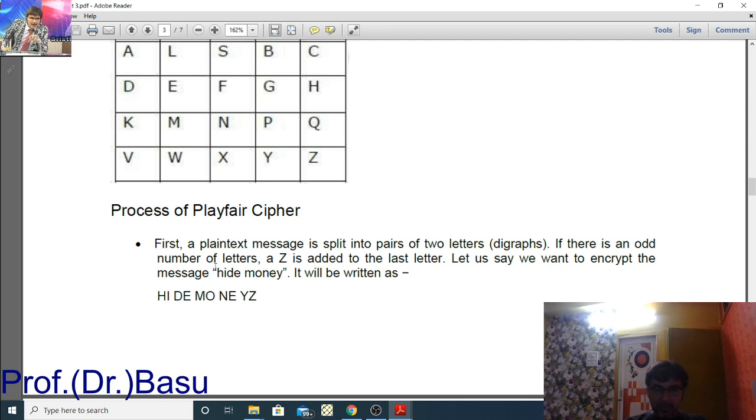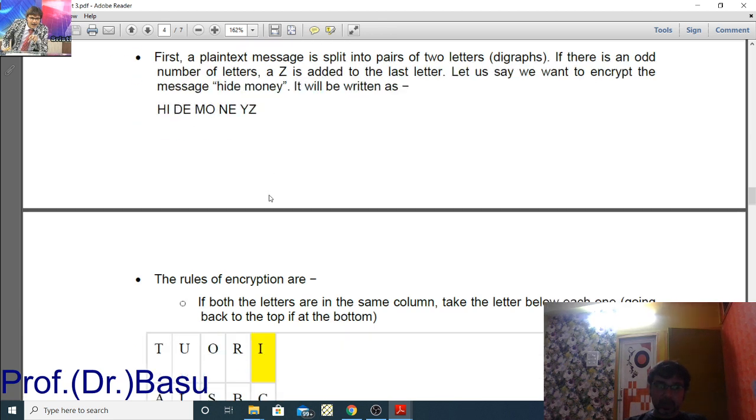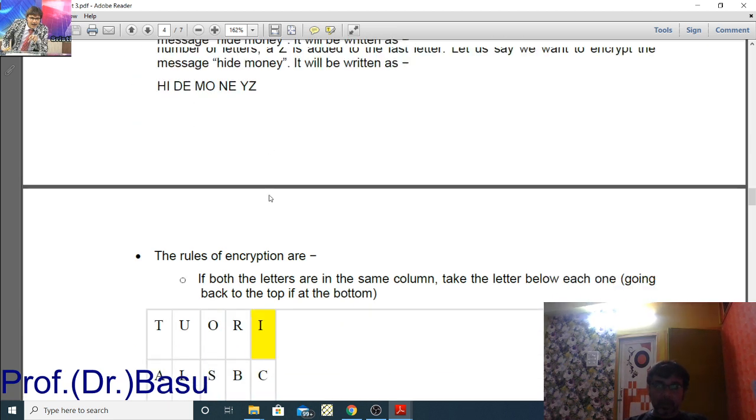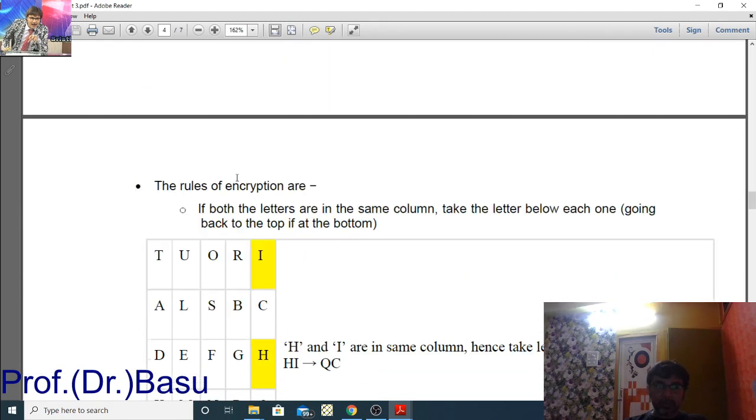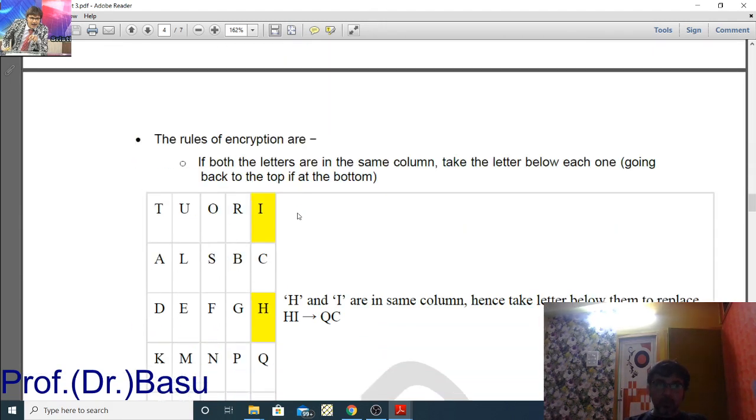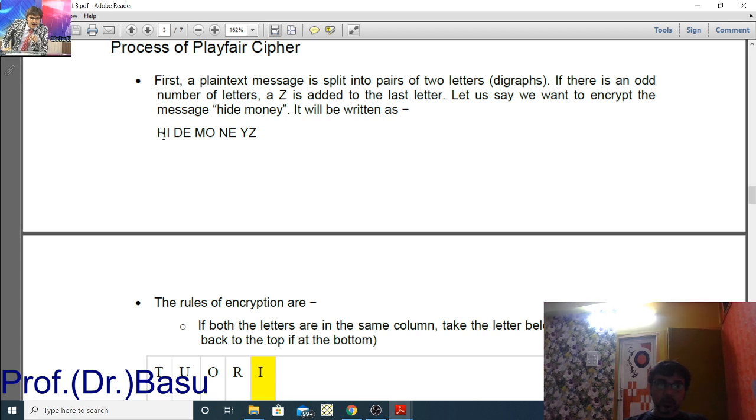The original plain text will be converted into this pattern. Then what will happen? See here. So we are getting this table. We got this table. Okay, so we will be following this table as a key table. Then now the task is we have to convert each and every pair of the plain text into cipher text.